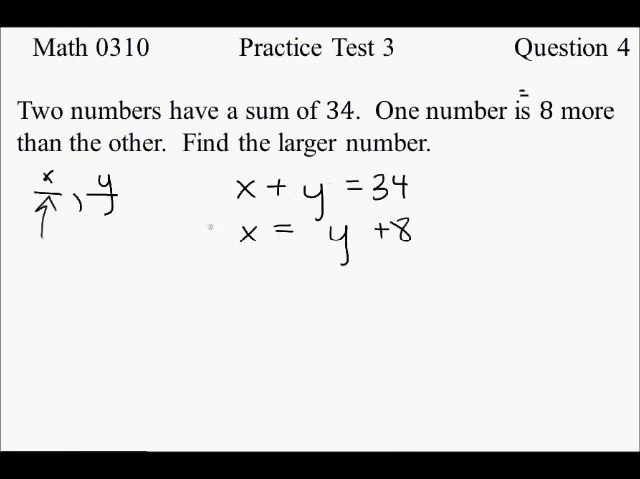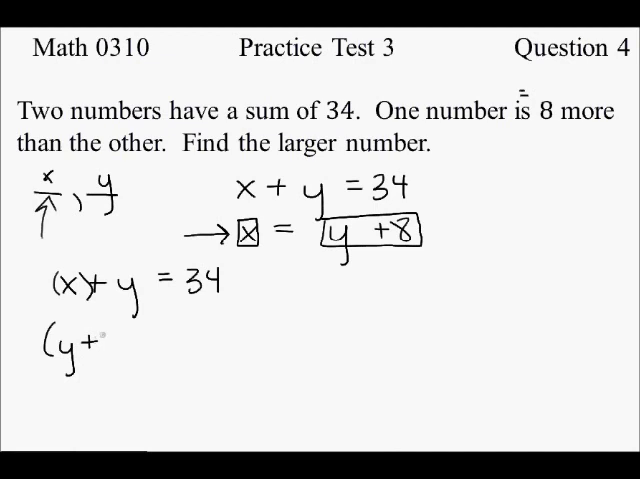Here, this second equation, we have an x substitution. In other words, x is the same as y plus 8 here. Okay, so we can use that x substitution in the other equation. So here we have x plus y equals 34. And I'm going to use my x substitution now. So in other words, where x is, I should be able to put my y plus 8. So y plus 8 plus y equals 34.